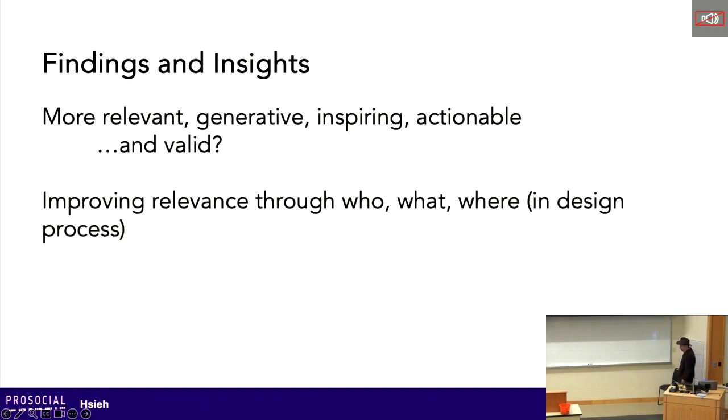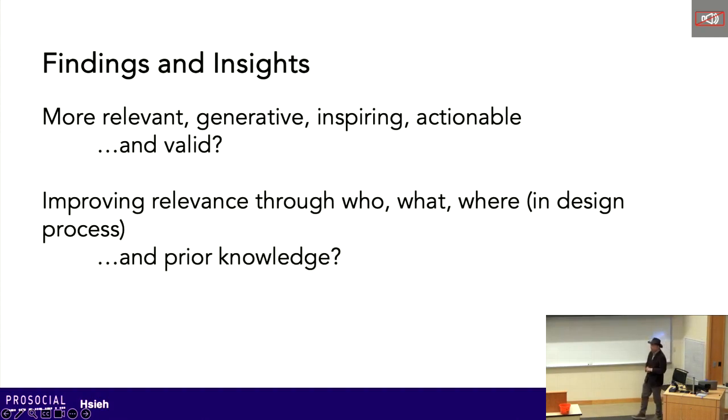Another thing we found, if we're thinking about relevance, is that this type of personalization is important in many different contexts, and relevance has been talked about a lot in translational science. We found that in this context, at least, we should be thinking about three categories: relevance to who they're trying to design for, what they're trying to design for, and where in the design process they are.